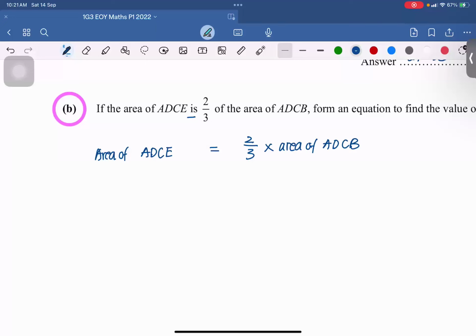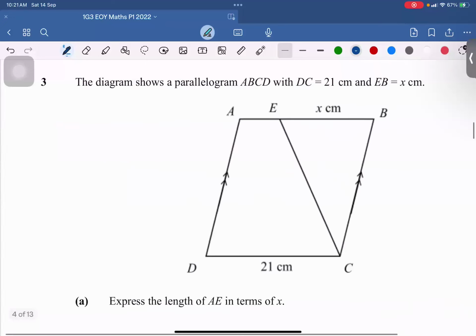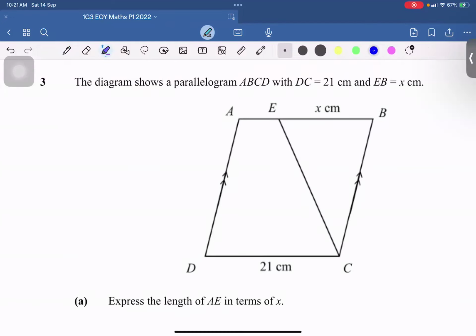First one, what is ADCE? ADCE over here is a trapezium. What is the formula for finding the area of a trapezium? Harris, you are in the toilet, you can't say anything, then you can type out the formula. How to find the area of a trapezium?